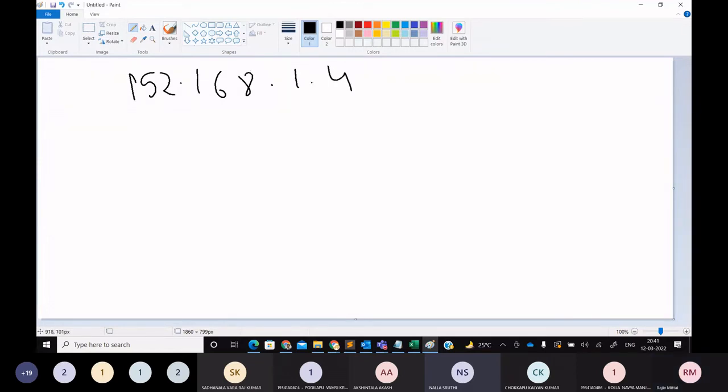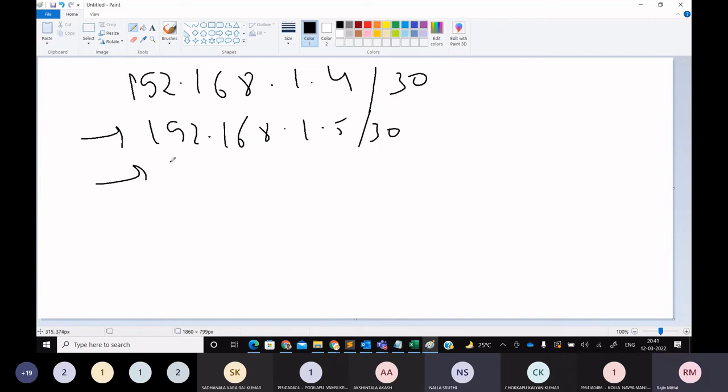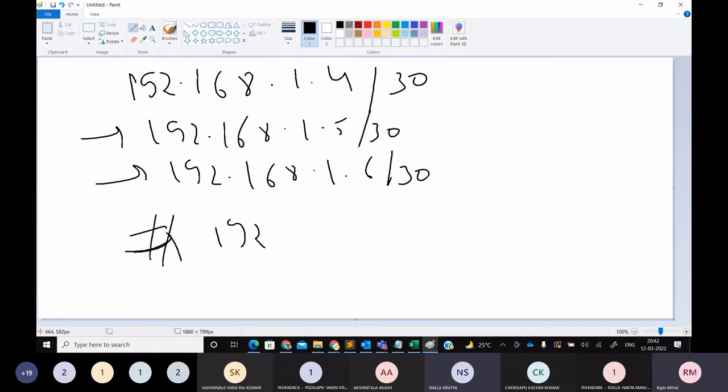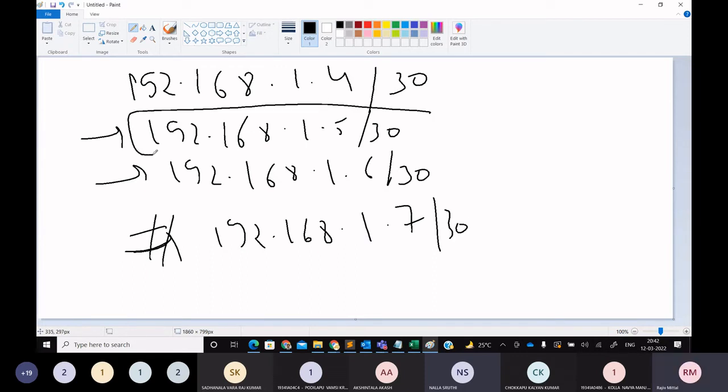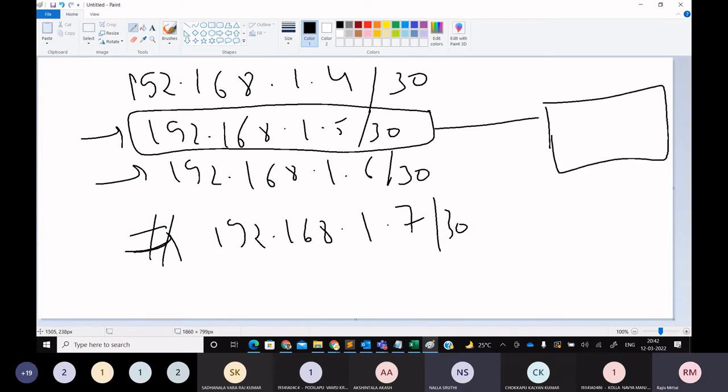192.168.1.4 was your network ID, right? Your first usable IP was 192.168.1.5/30. Second usable IP was 192.168.1.6/30. And then your broadcast IP, which you cannot use, is 192.168.1.7, right? Now, if I ask the same question another way, that one laptop has this IP and it wants to communicate to another PC, what IP should I give him?